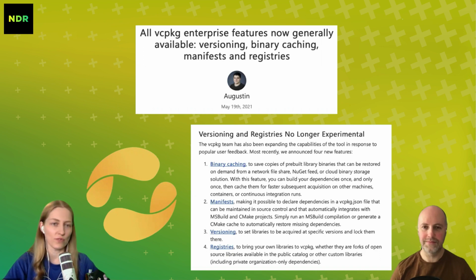So just to refresh on these features. Versioning allows you to rely on specific versions of the library. Definitely essential for a package manager. Registries allow you to work with your private libraries via Vcpkg. Manifests allow this kind of shareable way of maintaining the dependencies automatically, like for MS Build or CMake projects. And binary caching allows you to actually reuse the pre-built binary via Vcpkg.